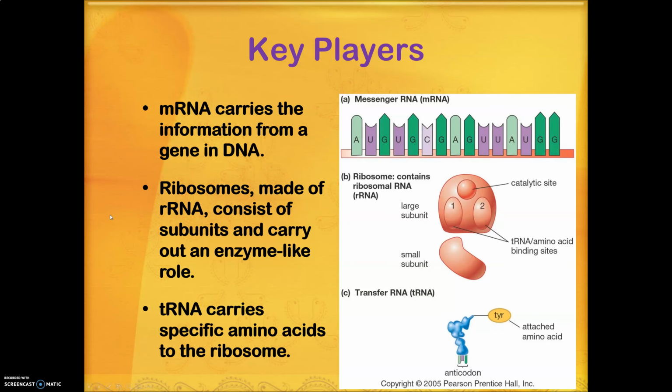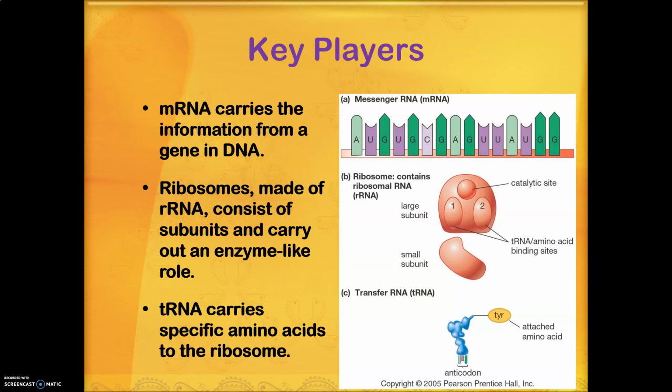Okay, so some key players here. Sometimes students get a little confused. There are three kinds of RNA that we're going to talk about. Right? The first player is mRNA. The little M stands for messenger. That's going to actually carry the message from DNA to the ribosome.